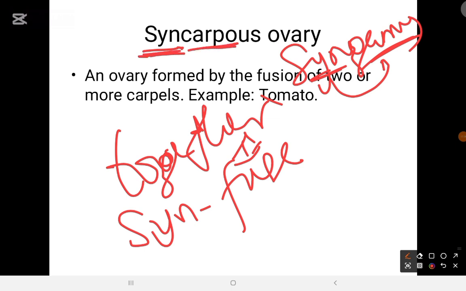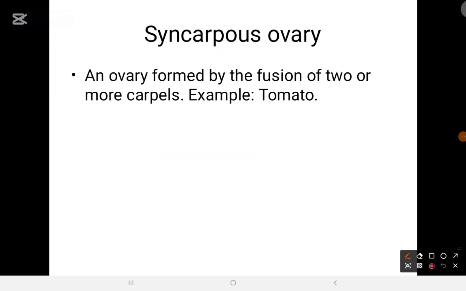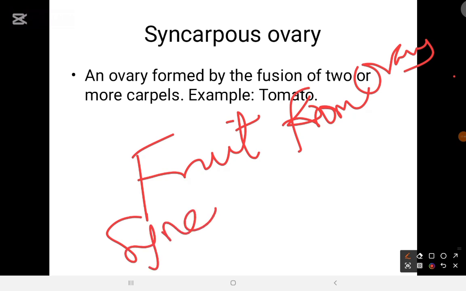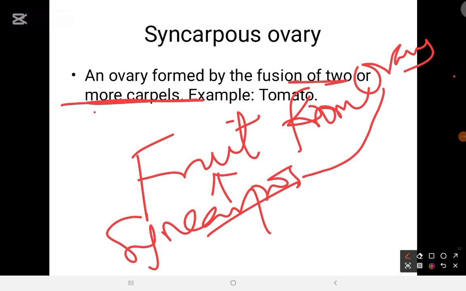Does that make sense? Basically, since the fruit is formed from the ovary, fruit arises from the ovary, right? Since the fruit is from the ovary, then we can say syncarpous. And the word carpos is the Greek word that means fruit. So what would that mean? It means an ovary that is formed by fusion of two or more carpels. That is fusion, togetherness of two or more carpels.